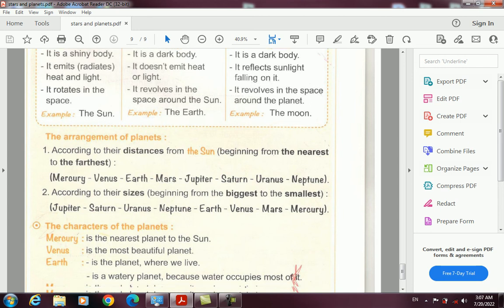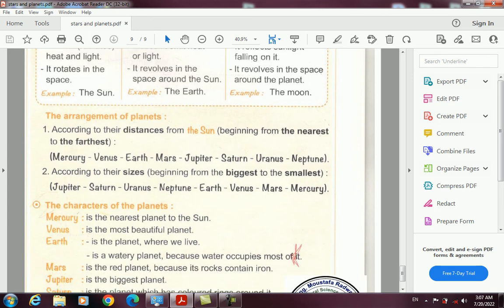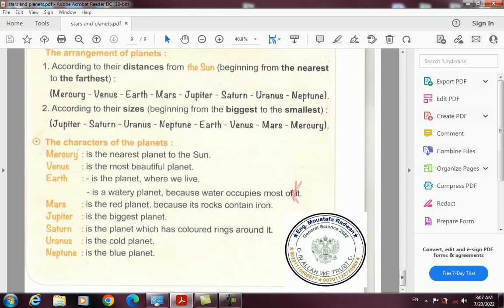And to sum up the characteristics of the planets, each planet has something that it is famous for. Mercury is the nearest planet to the sun. Venus is the most beautiful planet. Earth is the planet where we live and is a watery planet because water occupies most of it. Mars is the red planet because its rocks contain a lot of iron, so this is why it appears red.